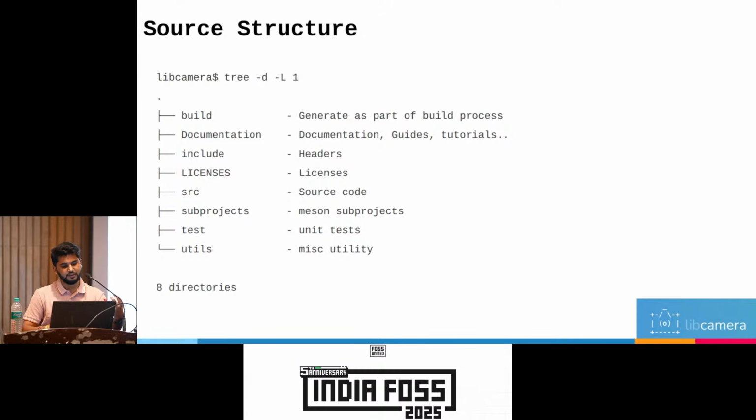This is the source structure of Libcamera. It has a build directory, which is generated once you run the build commands. It doesn't come with the git tree. There is documentation; you can find the documentation guide, include headers, and the full implementation inside the source code. I'm not going to get deeper into it.